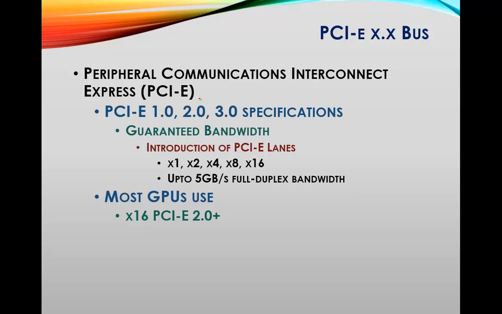PCIe solved these problems by introducing PCIe lanes. These lanes are high-speed serial links that can be combined together in 1, 2, 4, 8, and 16 lanes. And that's what you see usually next to PCIe specifications. You see something like X16 that specifies that it actually has 16 parallel lanes connected. Most GPUs use at least PCIe 2 with the 16X specification.